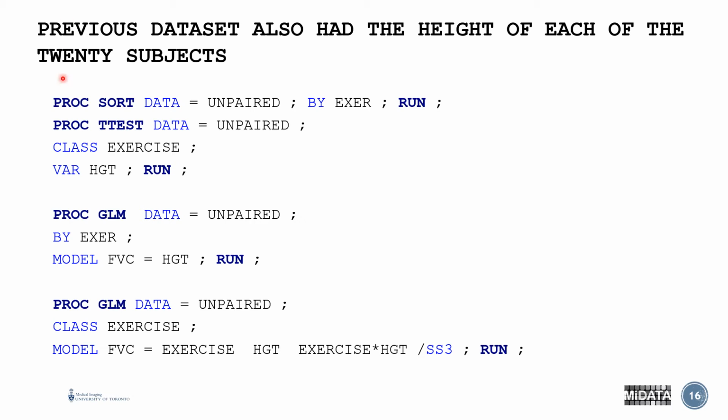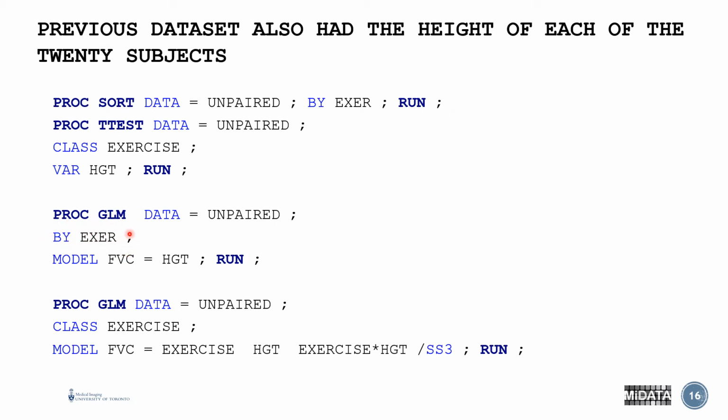Okay, so the first thing we're going to do is look to see whether the mean height between those that exercise and those that do not is significantly different. So that's easy. You guys are experts now. We just do proc ttest on the unpaired data set for exercise as the class variable, but now we're looking at height. The next thing we can do is look to see whether or not there's a relationship between height and FEC. In this case, we're going to do it by level of exercise.